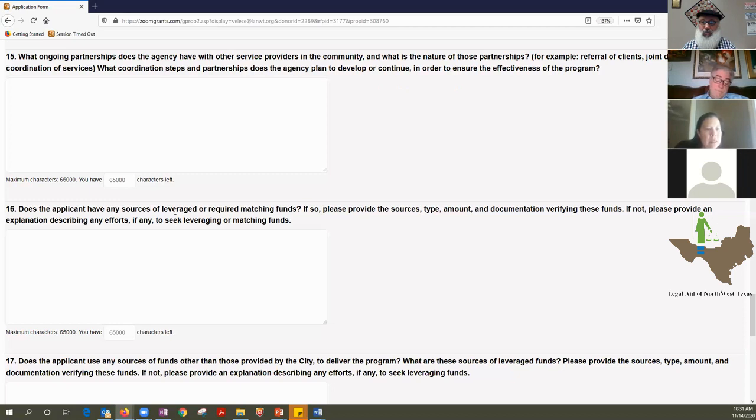Question 17, does the applicant use any sources of funds other than those provided by the City of Fort Worth to deliver the program? What are the sources of leveraged funds? Please provide the source, type, amount.